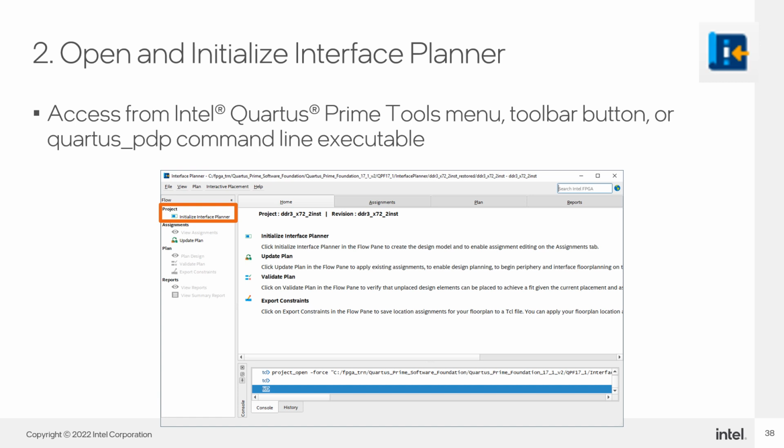The tool opens with the flow window and the Home tab displayed. If Interface Planner was opened from an already open Quartus project, that project and its current active revision are selected on the Home tab. You can create plans for other projects or revisions by selecting them from the Home tab or the File menu.